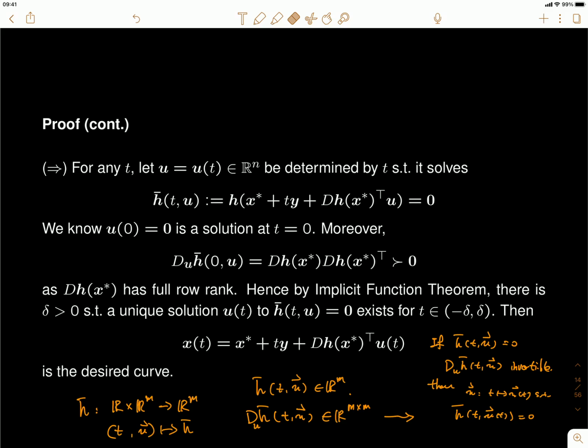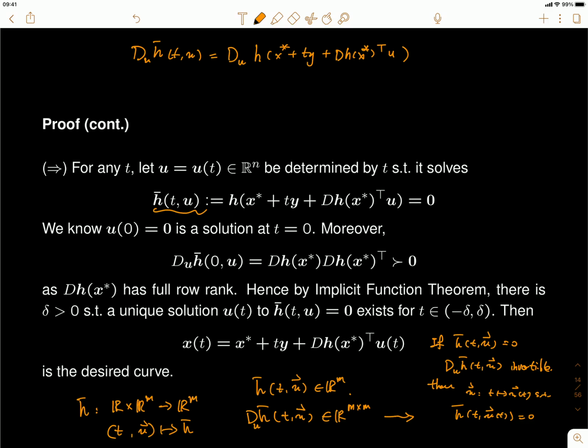So this is my h_t of u, right? So when I take the Jacobian with respect to u, the t is considered as a fixed number. Let's just treat t as a constant. So essentially it's just taking the Jacobian with respect to u of h of x star plus ty plus dh x star transpose u. Okay, I want to take a derivative with respect to u.